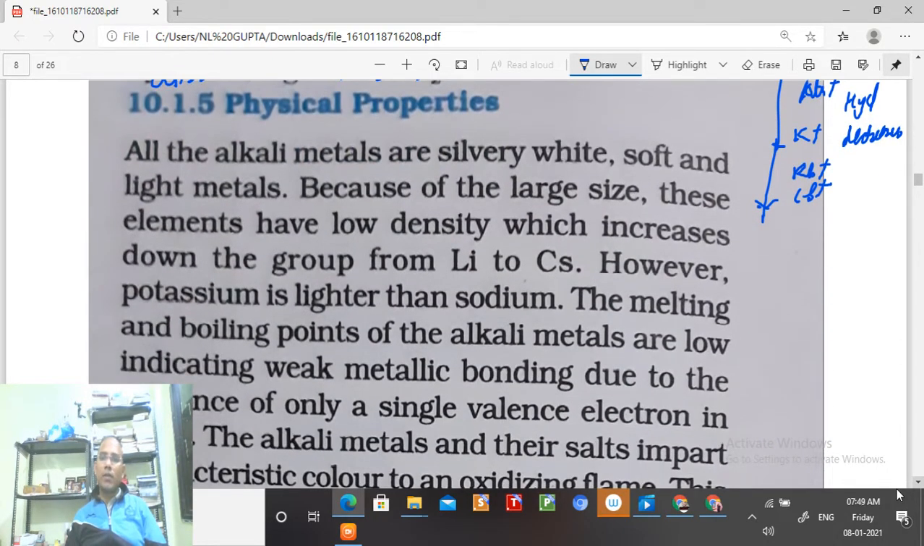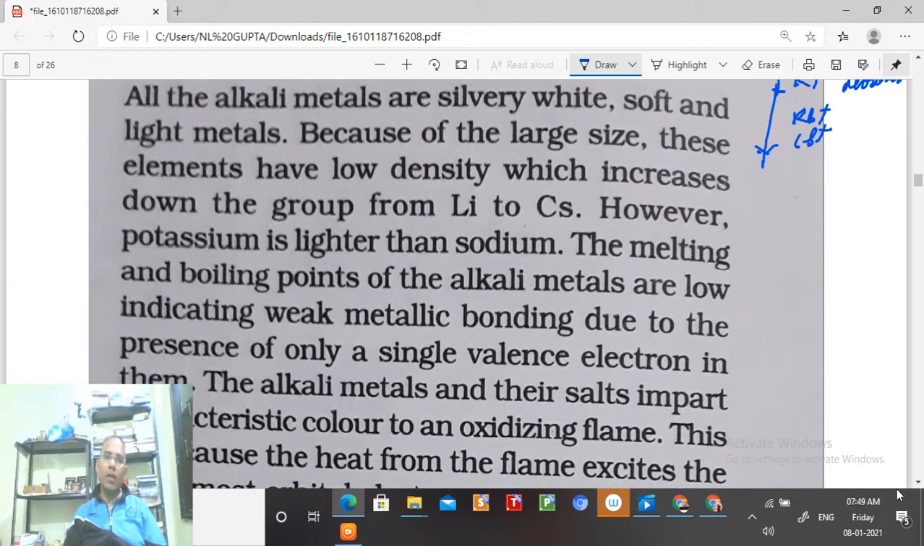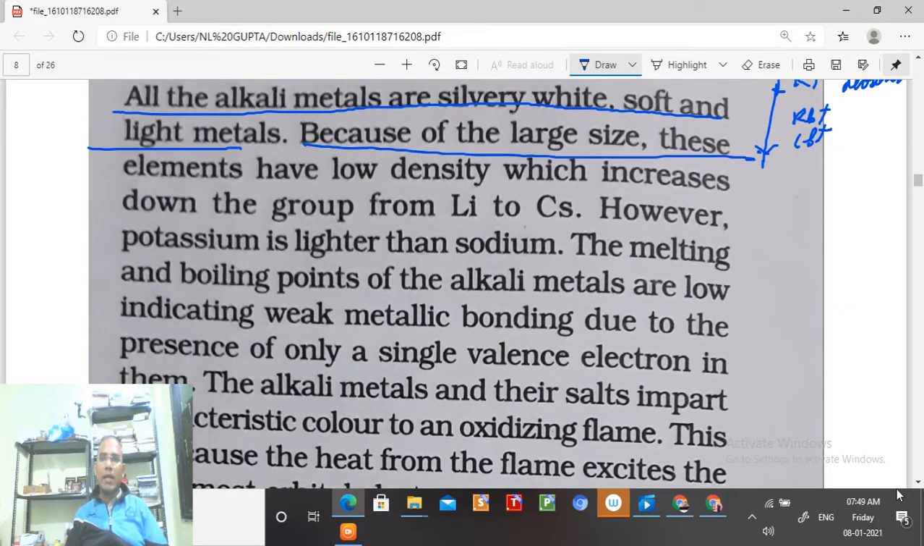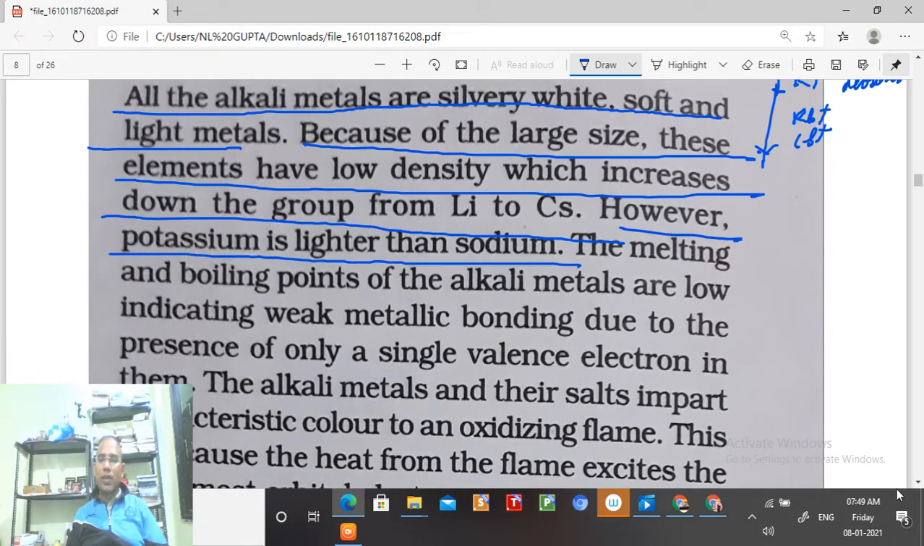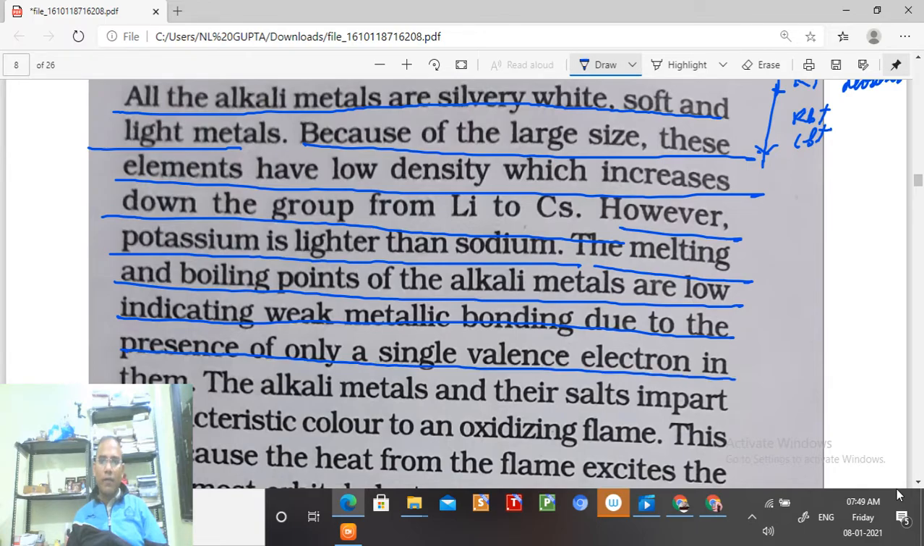Now let us look over the physical properties. All the alkali metals are silvery white, soft, and light metals. Because of the large size, these elements have low density, which increases down the group from lithium to cesium. However, potassium is lighter than sodium. The melting and boiling points of the alkali metals are low, indicating weak metallic bonding due to the presence of only a single valence electron in them.